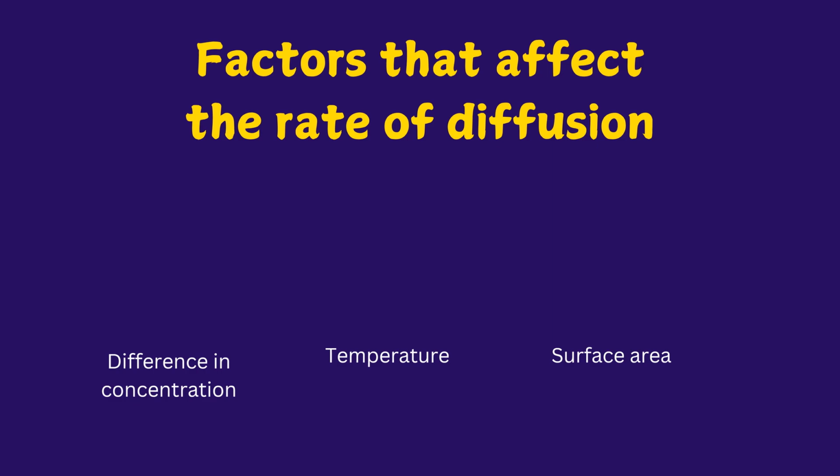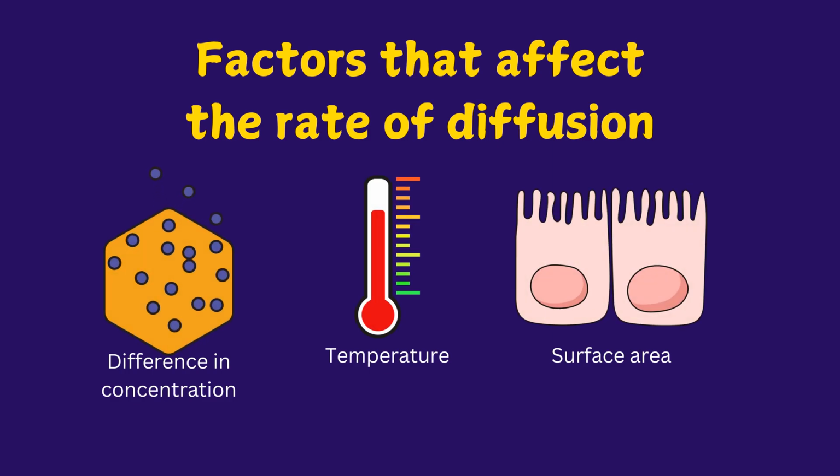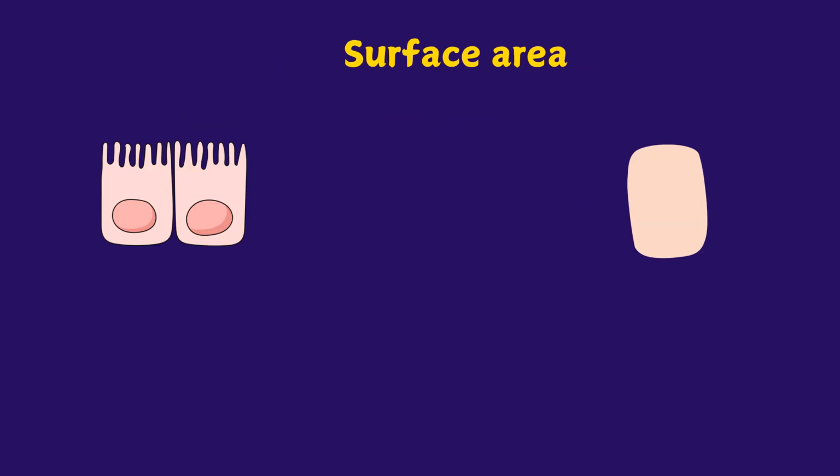There are factors that affect the rate of diffusion. There are 3 factors that we'll be focusing on: difference in concentration, temperature, and surface area. Let us talk about the first factor, surface area. There are 2 types of cells on your screen. The cell to your left is highly folded in its cell membrane, while the cell to the right has no foldings in its cell membrane.